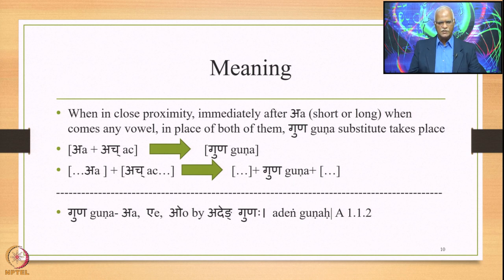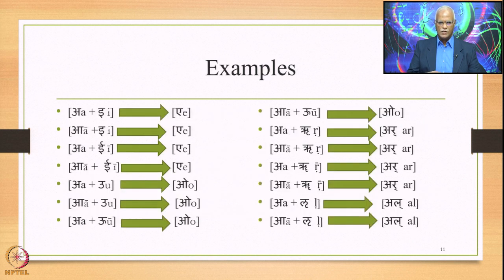So what is guṇa? Guṇa is defined by the sutra adeng guṇaha 112, and guṇa means a, e and o, these three sounds. So a, e and o will be the substitutes in place of a followed by ach. This is the overall meaning of the sutra ad guṇaha.